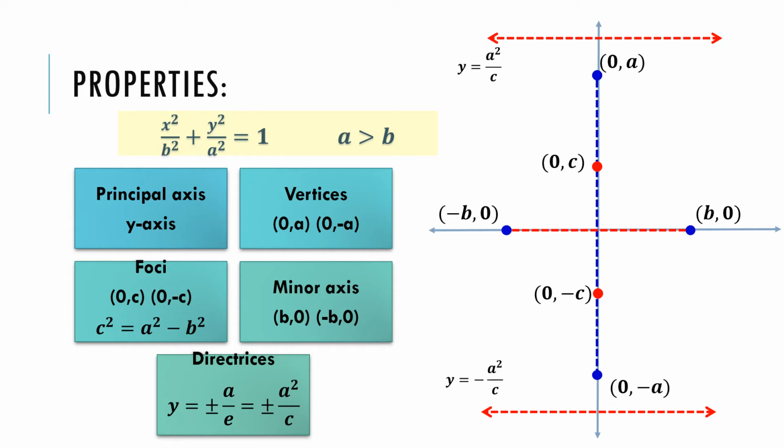Kasi dito na siya makikita. Kung ang principal axis natin ay si x-axis, pahiga yung ating ellipse. Kung ang principal axis natin ay si y-axis, patayo na si ellipse. Titingnan nyo kung nasaan yung mas malaki. Since si A ay naka y, so patayo na yung graph natin. Example tayo.